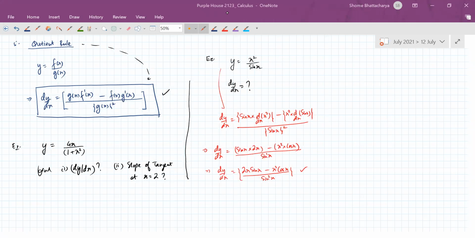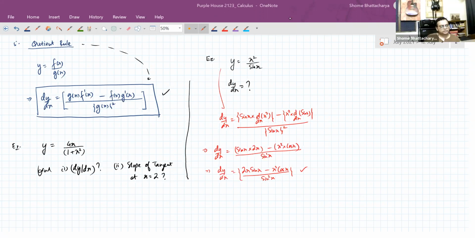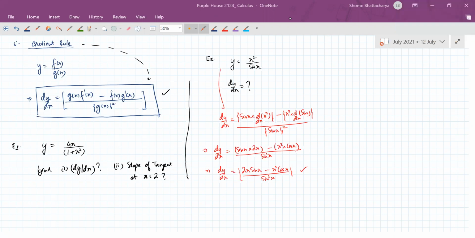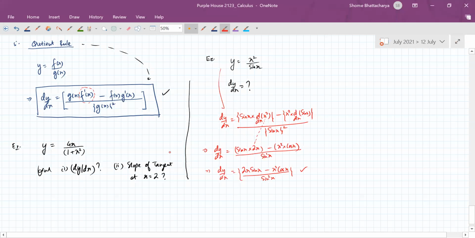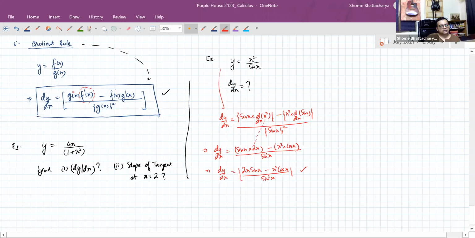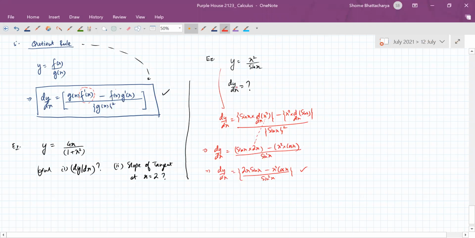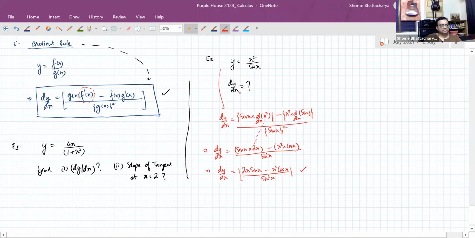Why instead of x square you wrote 2x? Come again, beta. Sir, in this example, that differentiation is of f(x), no? So it's 2x. See, this term is the derivative of the numerator. Because here it is f(x). It's g(x) into f prime x minus f(x) into g prime x. So when there is a prime, you have to apply this formula. Prime stands for derivative, beta.